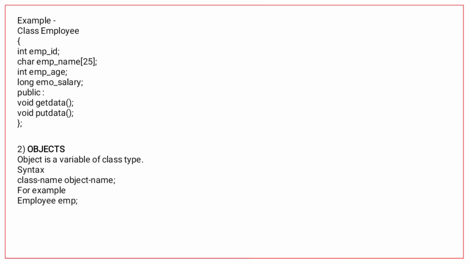Next, object. Object is a variable of class type. Class members are accessed using the dot operator between class object and class member name. Now this is the general format for creating object in C++. The format is class name, object name, semicolon. For example, employee emp semicolon. Here, employee is a class name and emp is object name.